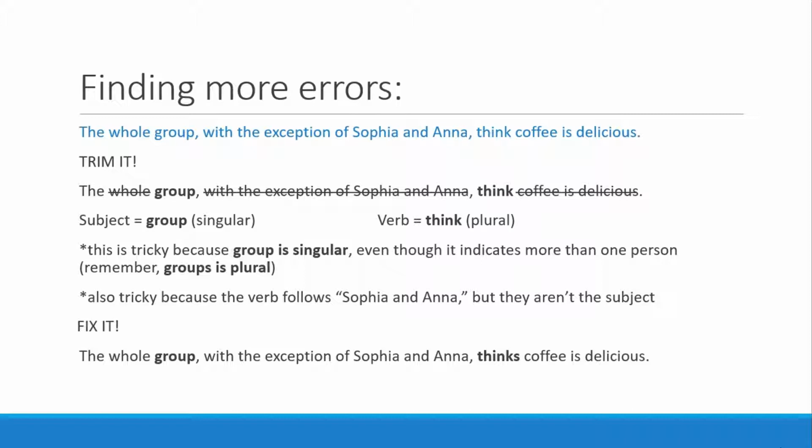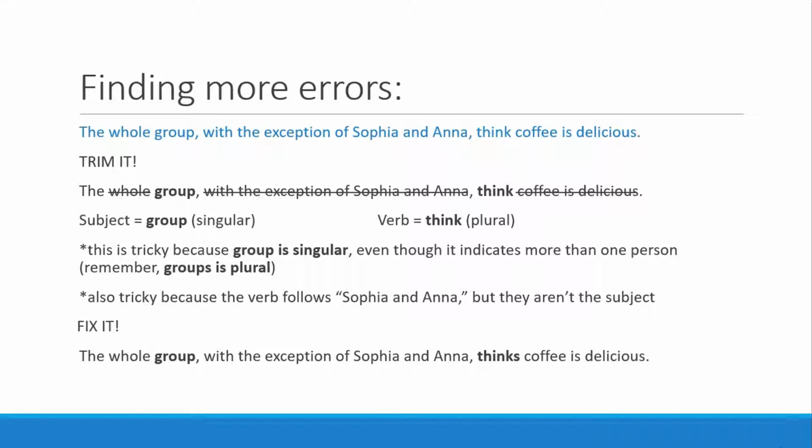This one's a little bit tricky because even though group is singular, group does indicate more than one person. So some people might think group is plural, but remember you could have groups, which would be more than one group. So in that case, groups is plural. In this case, group is singular. It's also tricky because the verb follows Sophia and Anna. And a lot of students get confused about the subject when the verb follows closely behind like that. But Sophia and Anna are not the subject in this case.